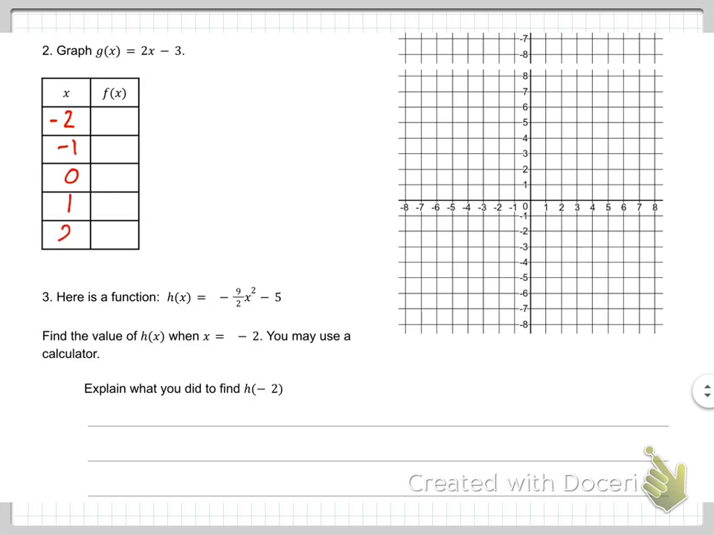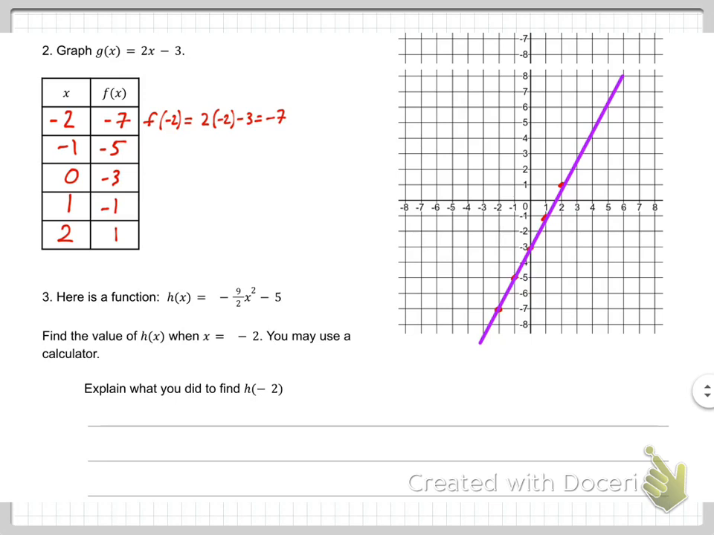For the next one, I'm going to use the same points, plug in -2 to make this video go a little quicker. I'm just going to plug them in very quickly so we get those values, plot those points, and that's what you should have gotten. On both of these, you can use the calculator to help you do that more quickly, but even if you don't have a calculator, you can do this by hand just like that.